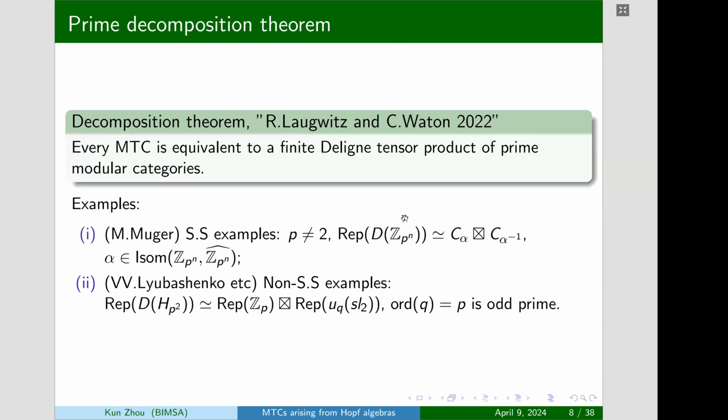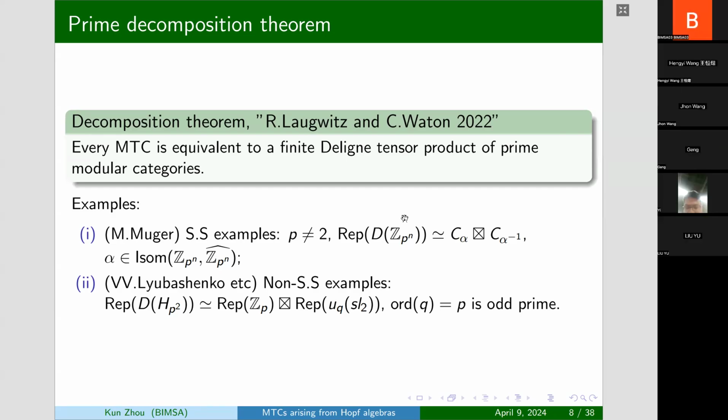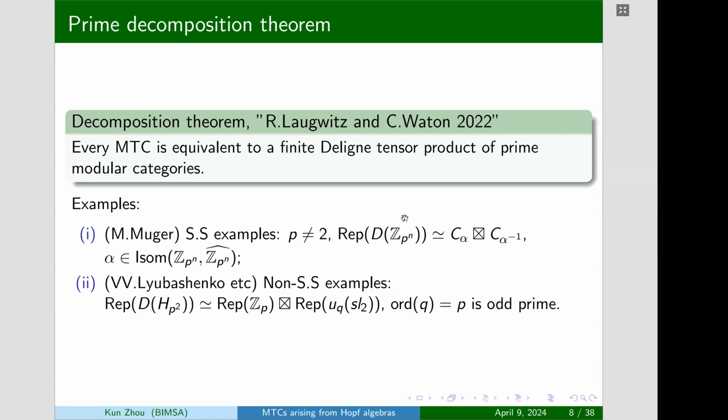Since we will discuss some decomposition of modular tensor categories, we recall the decomposition theorem as follows. Every modular tensor category is equivalent to a finite direct product of prime modular tensor categories. The semisimple version is also obtained by Müger, but the non-semisimple version is obtained by Lanagan and Wharton in 2022.